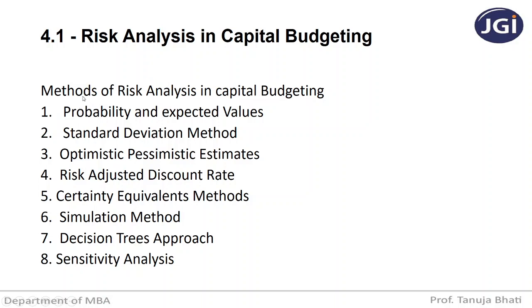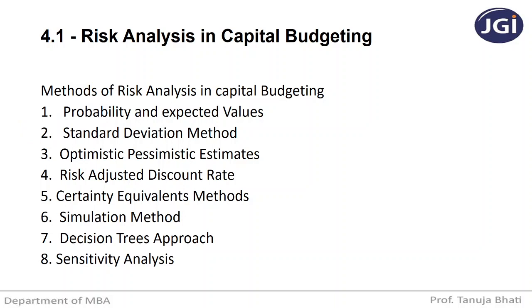So what are the methods which will help us in analyzing the risk in capital budgeting? Let us see, these are all the methods that will help us to analyze the risk in capital budgeting. First one is probability and expected values. Probability is a highly useful tool for measuring any risk, because the probability of a specific result of an event is the number of times the outcome is likely to occur if the experiment is conducted a large number of times. So you can use this method in order to evaluate the risk.